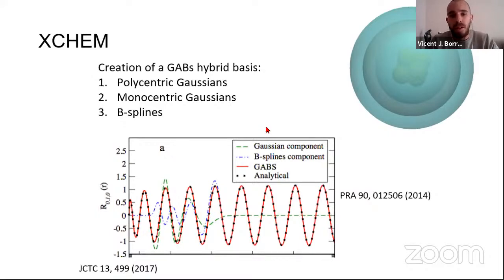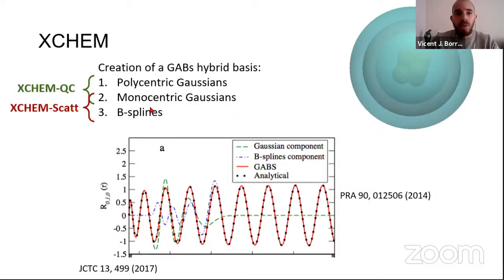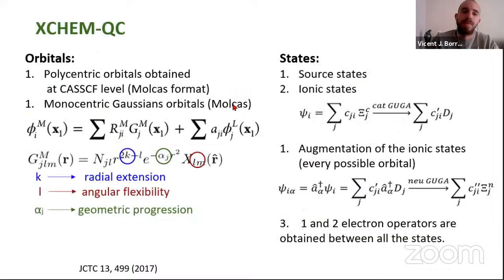So depending on the integrals computed in the ISCHEM code, we can differentiate two parts. We have the quantum chemistry part that computes all the integrals between Gaussians, and the scattering part when the B-splines are included. So now I'm going to describe these two parts. First of all, the quantum chemistry part.